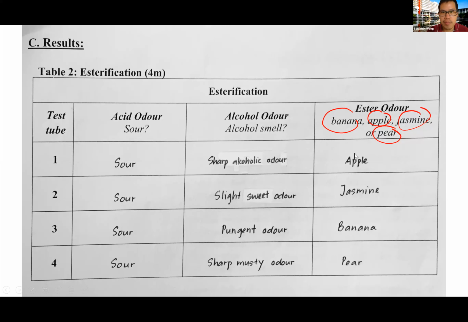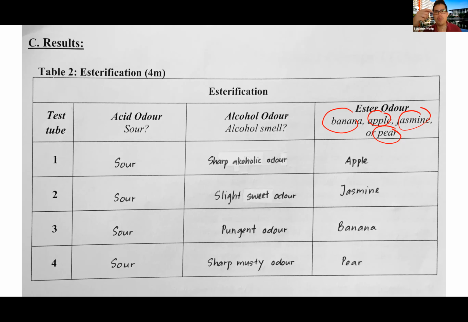So the reaction you can smell: the first one will be the apple, the second one will be jasmine, the third one banana and pear. Actually, the students initially, because they did not dilute, all of them would smell overwhelmed. They overwhelmed their smell, and then they told me that all of them smell like nail polish, you know, the nail polish remover. So it smells like that, all right?